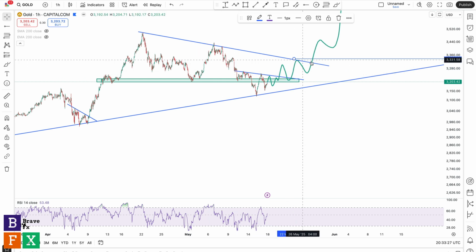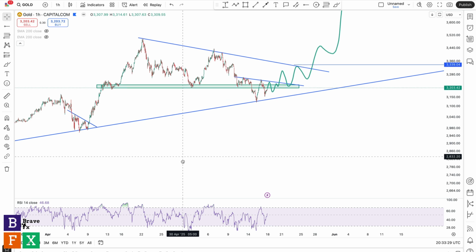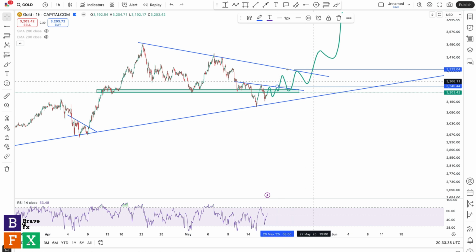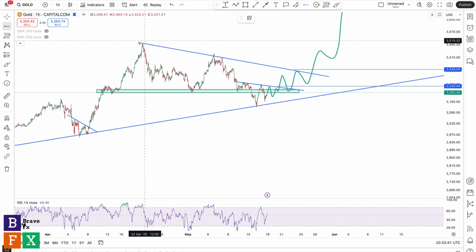So if we do take out this trend line, I'm obviously going to go in again. So that will give me two entries. One after the breakout of this price level over here, and the second at the break of this trend line. That will be two entries. And my first take profit target is going to be placed around these highs.